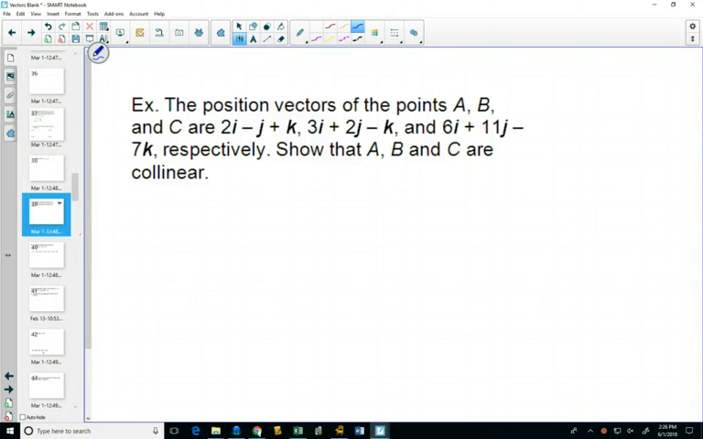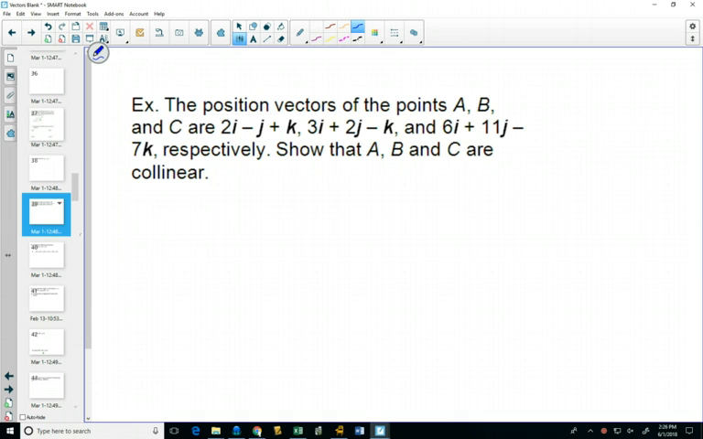In this example, we have 3 points which give us position vectors for A, B, and C. And we want to show that A, B, and C are collinear. In other words, they fall in the same line.